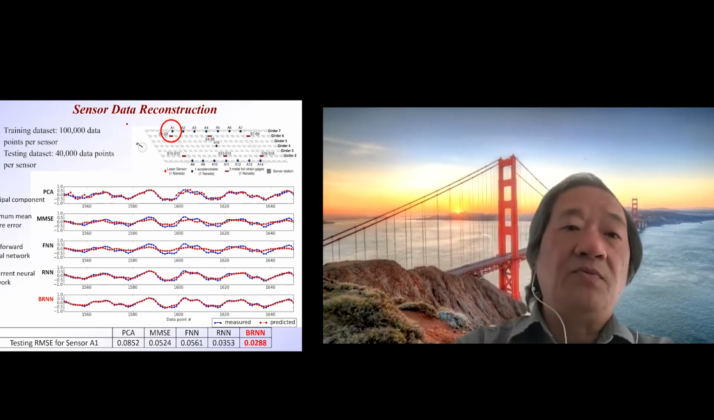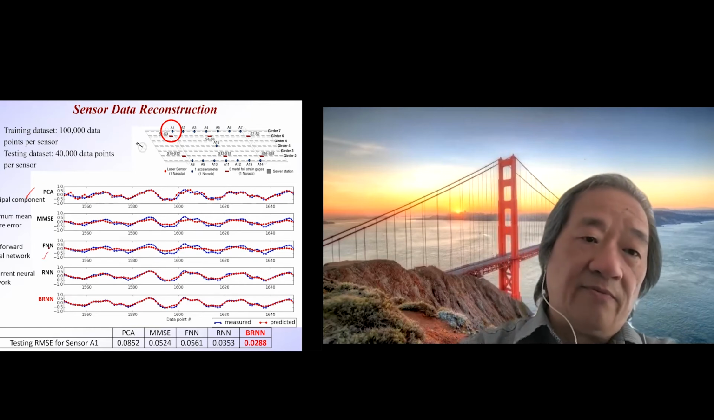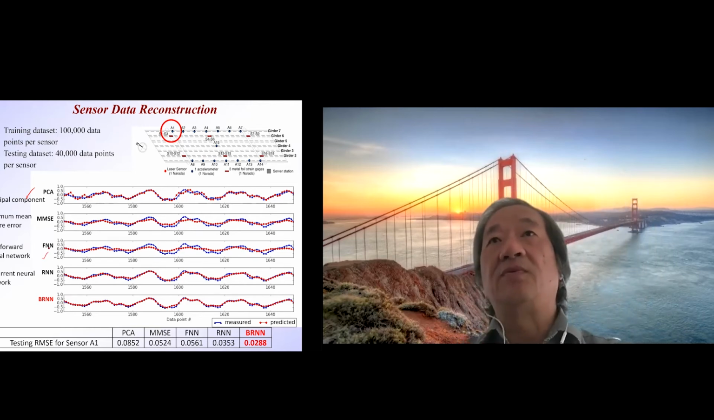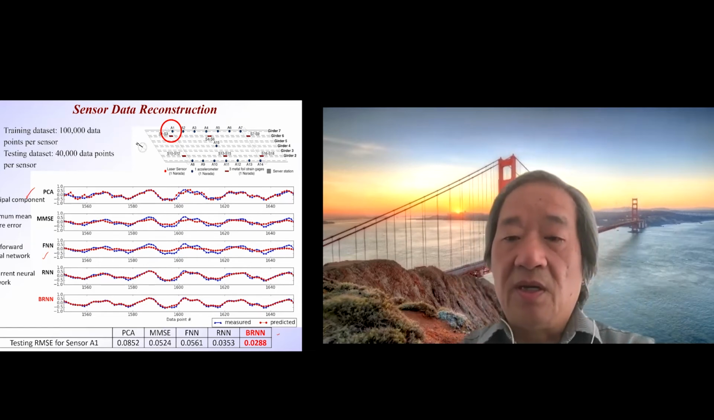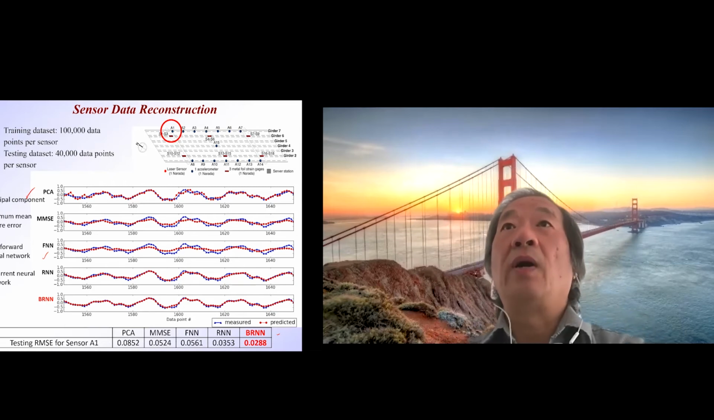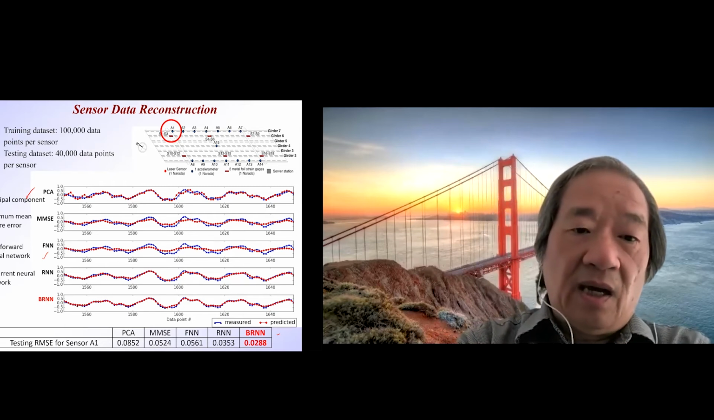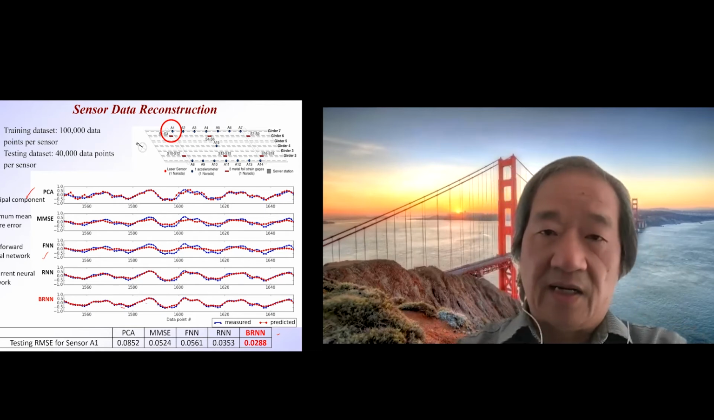So we compare with the principal components or feed-forward neural network, or even just the recurrent neural network itself. We find that the bidirectional recurrent neural network seems to map the data quite well. So we can see the error is almost minimum when we can learn from the past data.